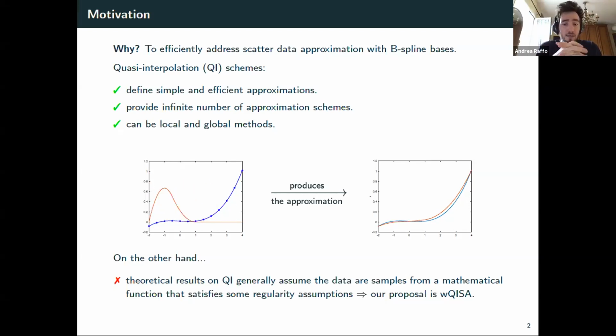On the other hand, a big disadvantage is that most traditional quasi-interpolant methods assume that the data are sampled from a mathematical function, which should satisfy some basic regularity assumptions. For example, the function itself that we want to approximate should be at least C0, more often even C1. Here we want to define a more versatile tool because we would like also to be able to deal with perturbed data.